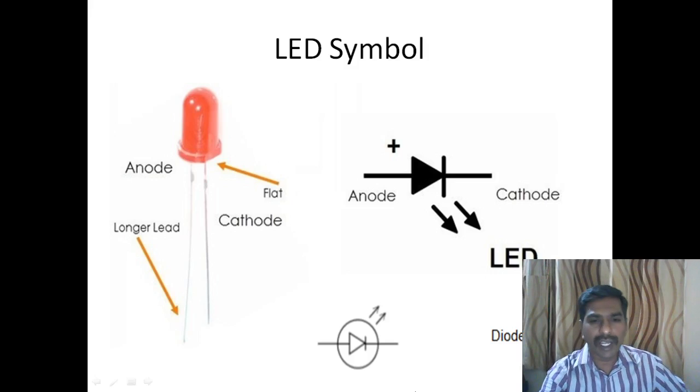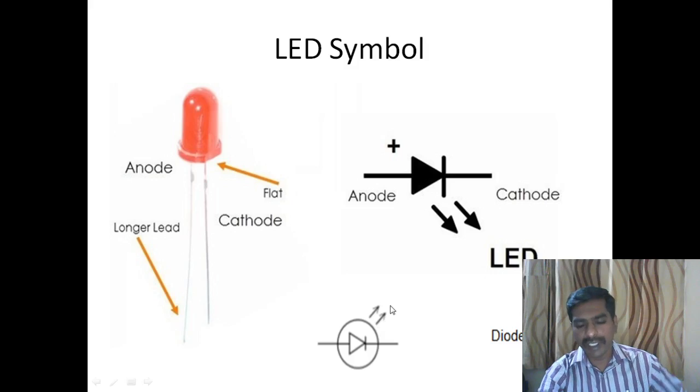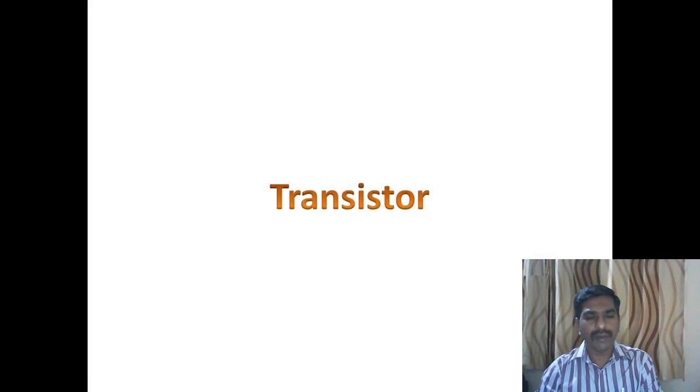It has an anode and cathode. In some textbooks it is written like this: they have written a circle and arrow mark as the indication of an LED. This is the LED symbol we use in our electronics laboratory for drawing the circuit diagram.